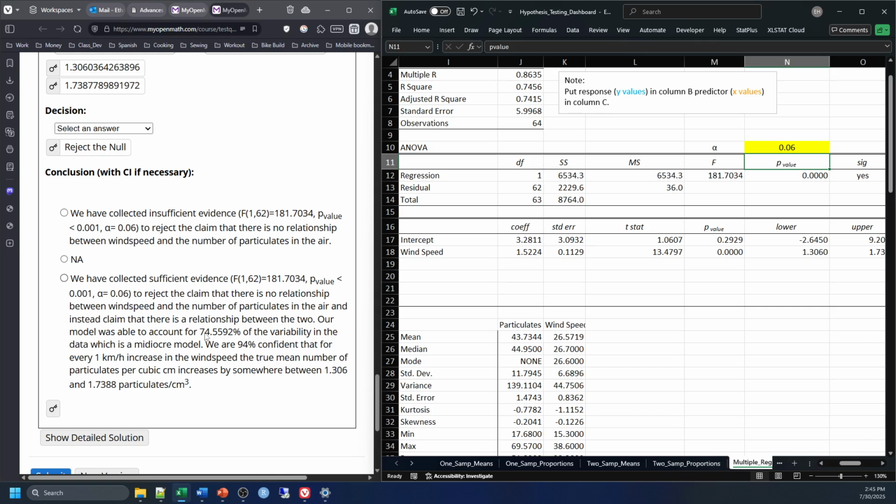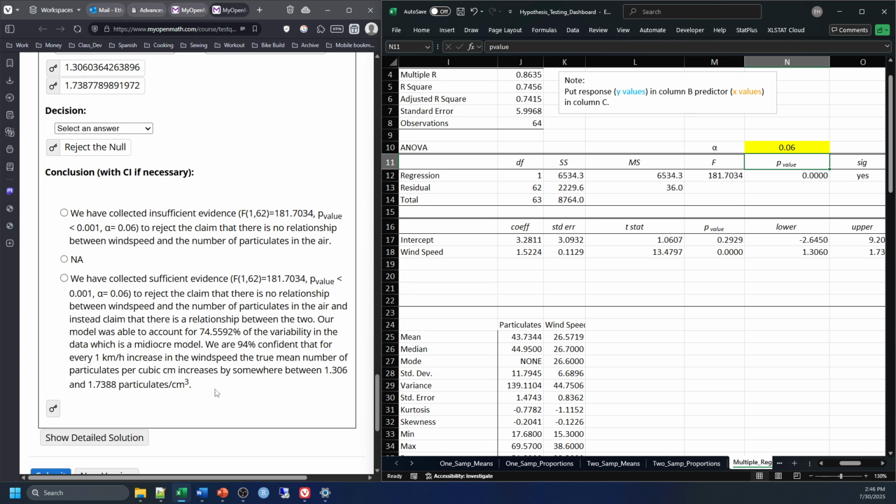Okay, our model was able to account for what percent of the variability? About 75% of the variability, which is a mediocre model. It's okay. We are 94% confident that for every 1 km/h increase in the wind speed, the true number of particulates per cubic centimeter increases somewhere between 1.3 and 1.7. So that's interpreting the slope of the confidence interval. Or the confidence interval of the slope, excuse me.